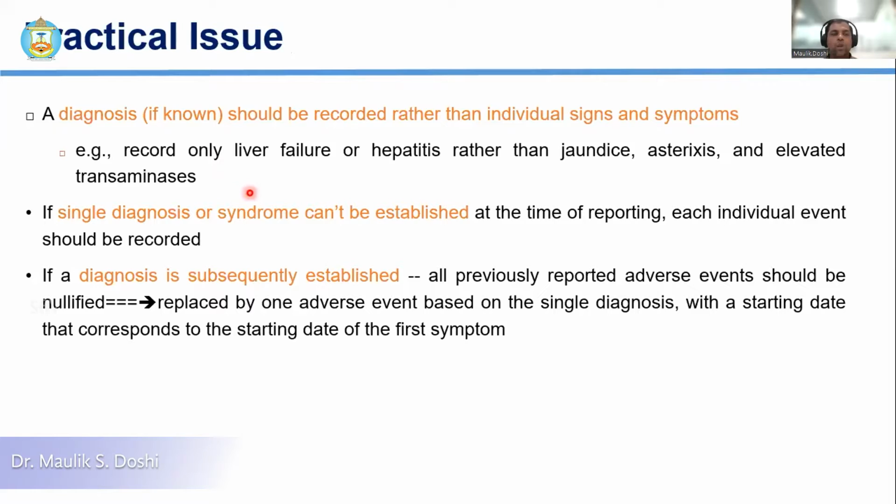Now, if a single disease or symptom cannot be established, then you should report the individual event. Suppose someone is developing nausea and vomiting, and you cannot attribute the nausea and vomiting to a particular disease, then initially you report them separately. But when you come to know this symptom was because of this disease, then your adverse event terminology should say the disease.